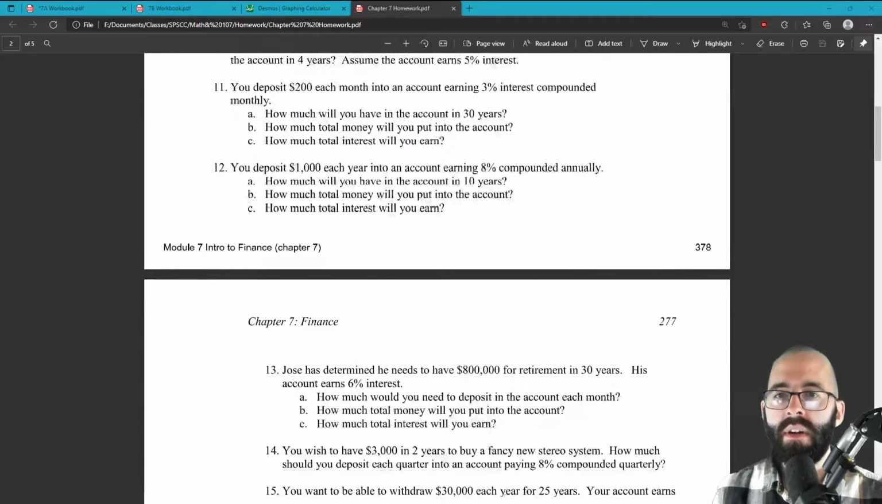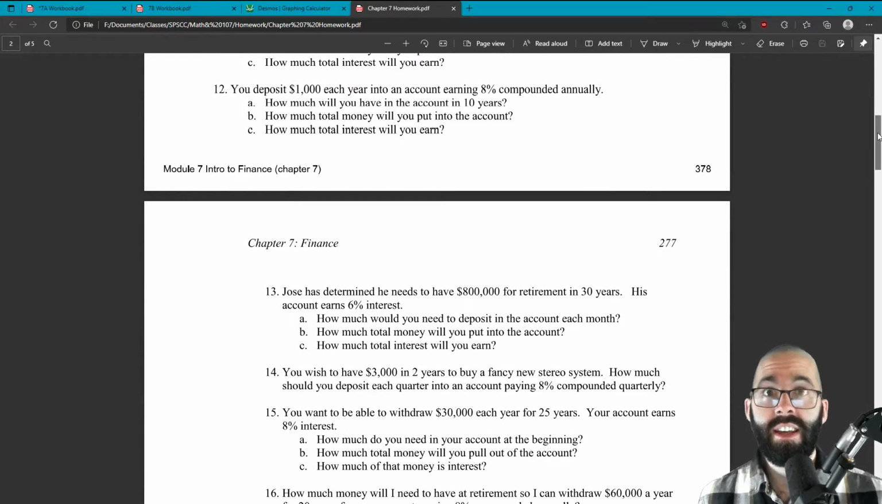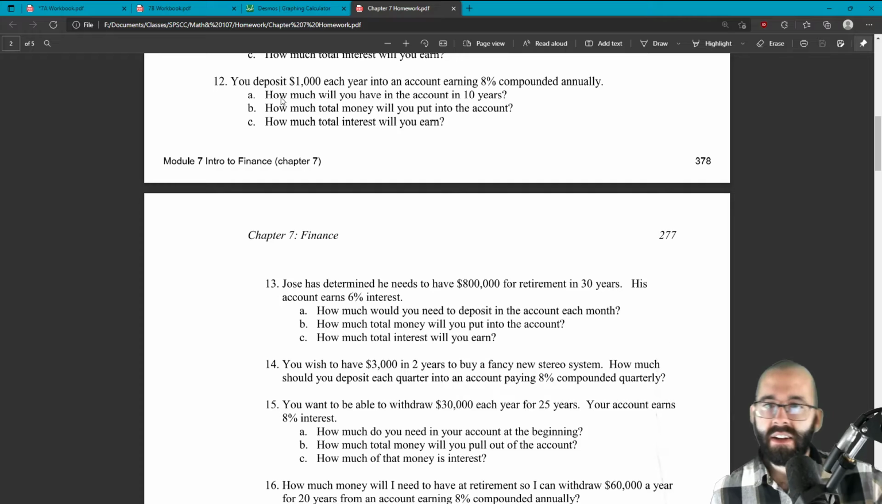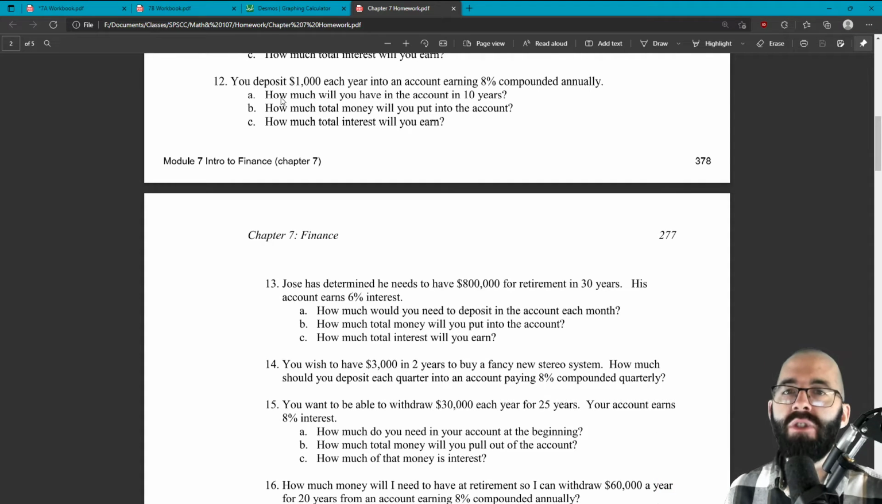Next, let's look at problem number 12. You, yes, you right there, deposit $1,000 every year. So right off the bat, we're not just depositing once. We're depositing every year. That's annuity. You deposit $1,000 every year into an account that's earning 8% interest compounded annually. You're going to have to use that annuity formula.